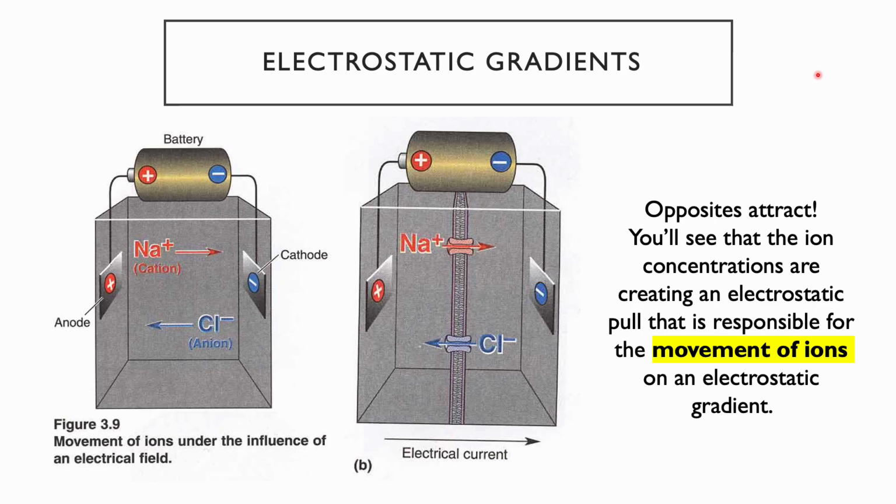Opposites do attract, so you'll see that the ion concentrations are creating an electrostatic pull that is responsible for the movement of ions on an electrostatic gradient. As we've talked about earlier, sodium is going to be attracted to the negative cathode, whereas chloride is going to be attracted to the positive anode.